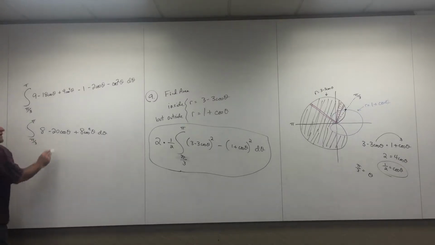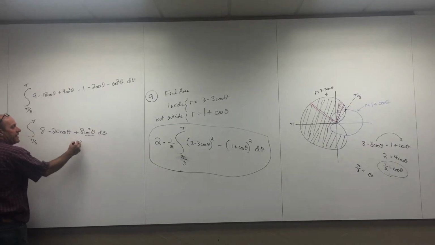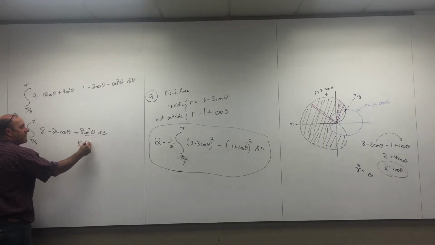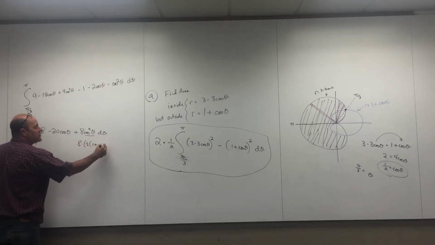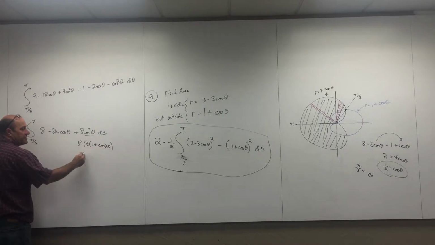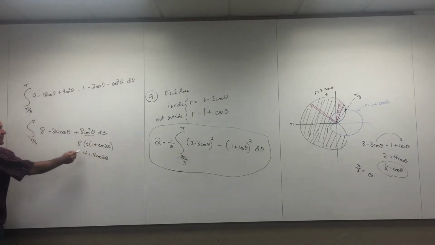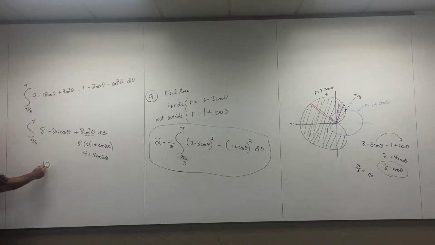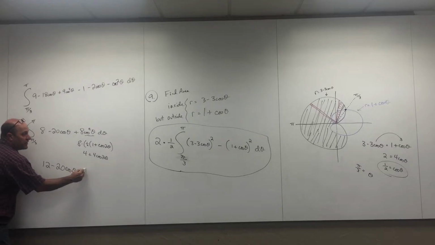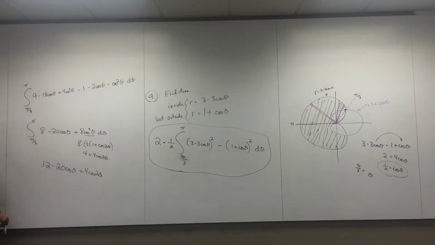I could start integrating, but let me hold off a second. I'm going to use my half angle formula right here. This is 1/2 (1 plus cos 2 theta). If you distribute that 8 times that half, that's a 4. So it's a 4 plus 4 cos 2 theta. You could gather the 4 with this 8 out front and call this 12 minus 20 cos theta plus 4 cos 2 theta. I think I've done a good job.